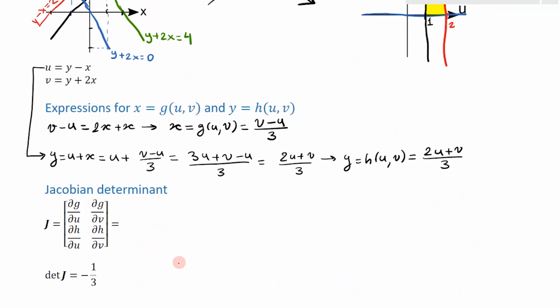Now let's evaluate the Jacobian determinant. First, we need the Jacobian matrix. It's given by these partial derivatives. You see in the first row we have everything corresponding to x, and in the second row we have everything corresponding to y. The reason I'm saying it is because g is here, and h is here, and then columns correspond to u and to v.